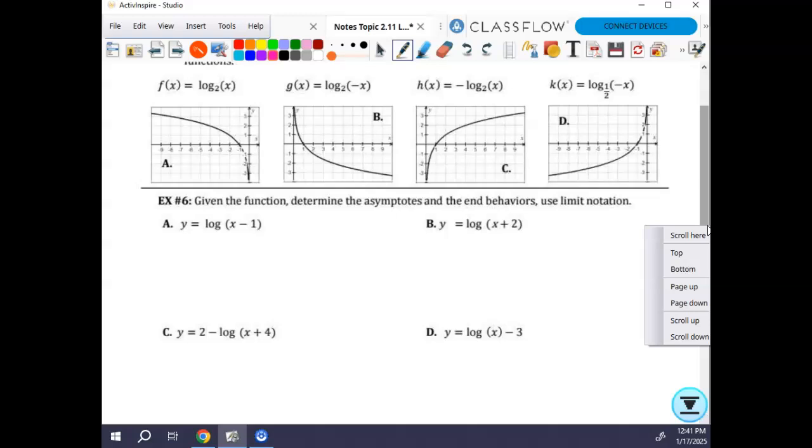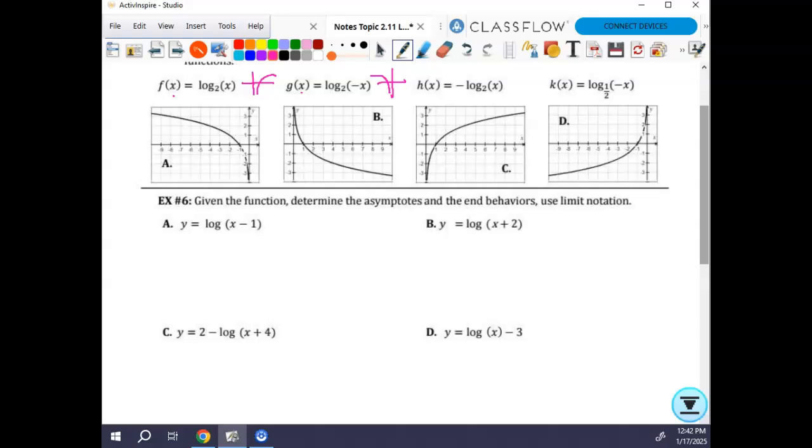So these first 3 all are like log base 2. So I know just a plain old log base 2 of x, since that's greater than 1, is going to look something like that. Okay. Then the only difference between G and F is that I have that negative x. If x is negative, what do y reflect in? Y. So if I take this and reflect it in the y-axis, it's going to look like that.